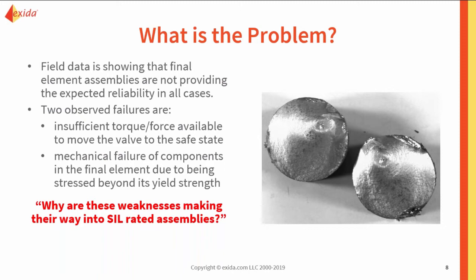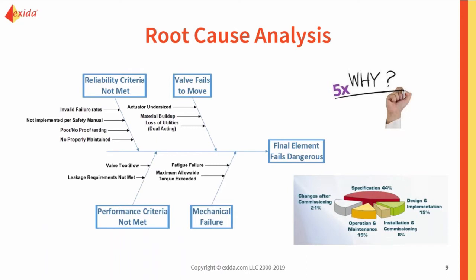And at this day and age, we stop and ask ourselves, well, how is this still happening? We have standards in place. People are getting their devices certified. People are still doing calculations and putting those certified devices in their safety systems. How are we still getting weaknesses in SIL rated assemblies? So we're engineers, what do we do? We do root cause analysis. We wanted to investigate, why is this happening? This shouldn't happen. We figured out there were different reasons why. There's, of course, reliability not being met, performance not being met, the valve not being able to actually function, mechanical failures. All of these possibilities can lead to possibly dangerous occurrences in the safety system and final elements.